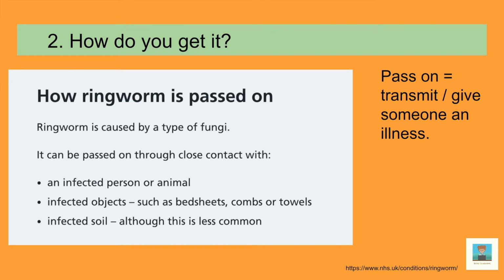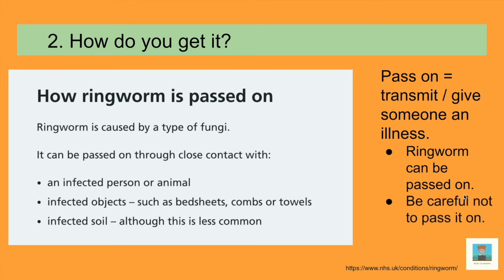What do you think? We can say ringworm can be passed on. So the infection can be passed on. And actually we can also put the object in the middle. Be careful not to pass it on. So you can pass something on, or something passively can be passed on. So that's 2 ways to use this phrasal verb pass on, which means transmit.